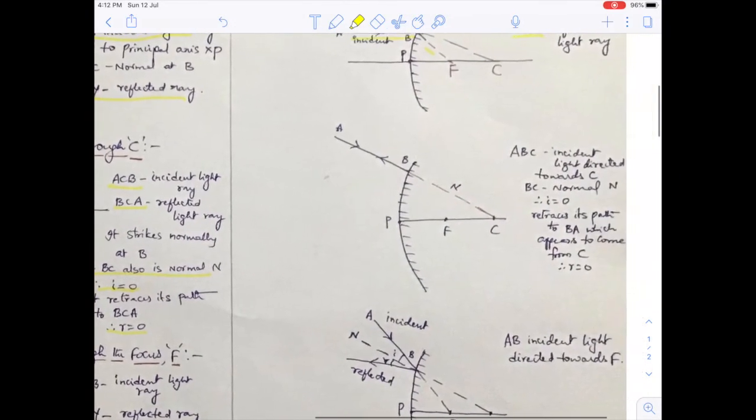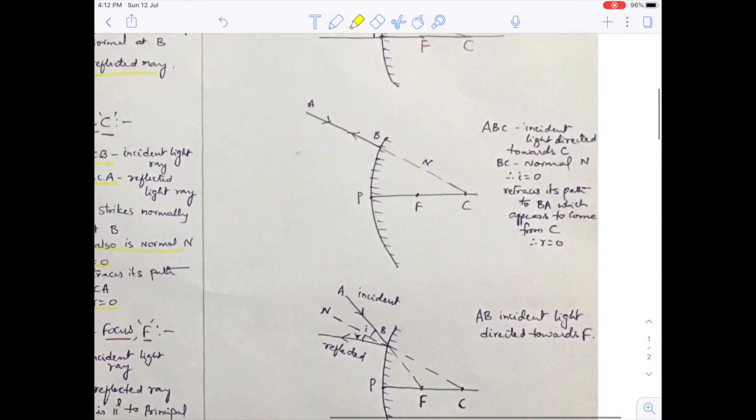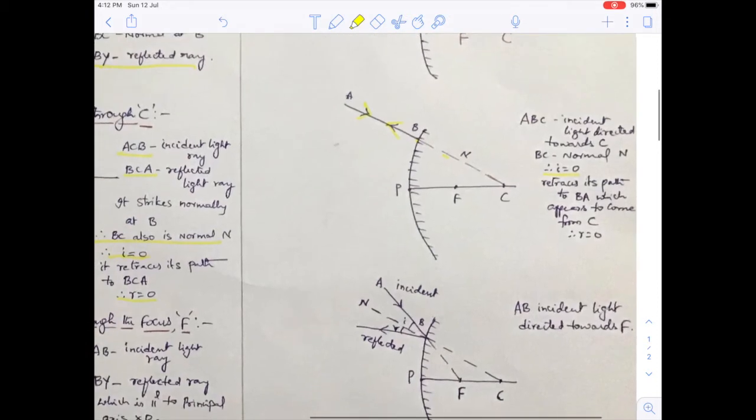Same is the case for the convex mirror. Let us see. A, B, C appearing to come from C. So if I consider that light, A, B, C is the incident light directed towards C. And obviously BC becomes the normal, and therefore the angle of incidence, for the same reason that I explained, I is equal to 0, and it retraces its path. So it is the incident direction, it is the reflected direction. So it appears to come from C.